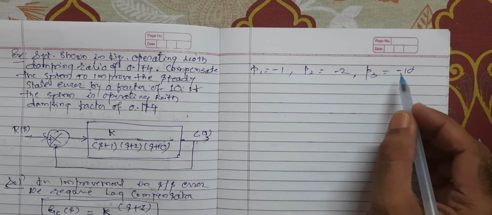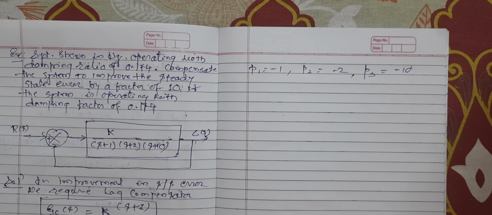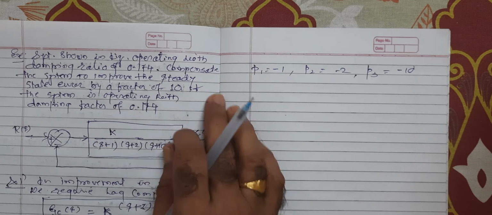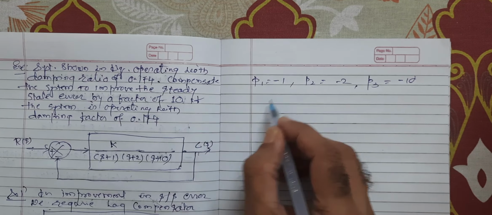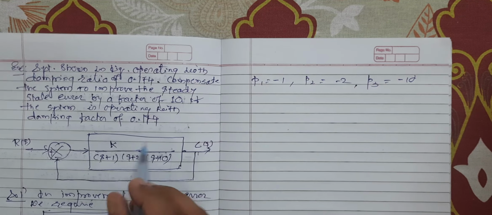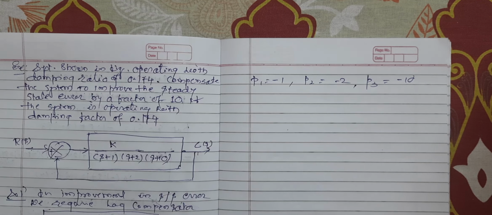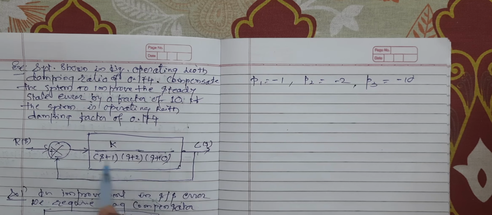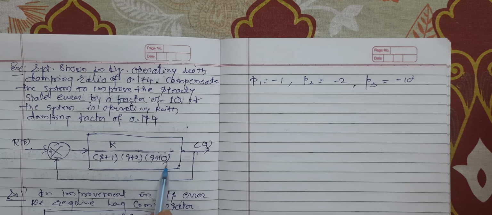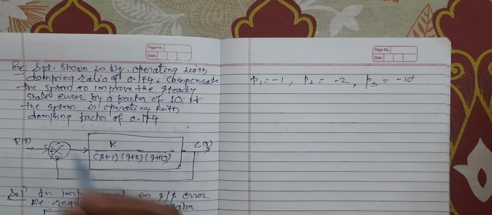So P1, P2, P3 that we know. Now for this one, first we have to find out the number of asymptotes. There are three poles, so that means there are three asymptotes, because there are no zeros in the system. So all the poles will terminate at infinity.